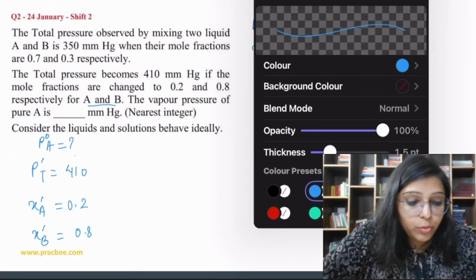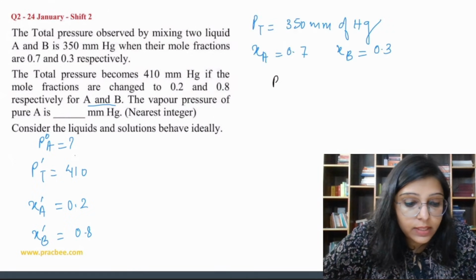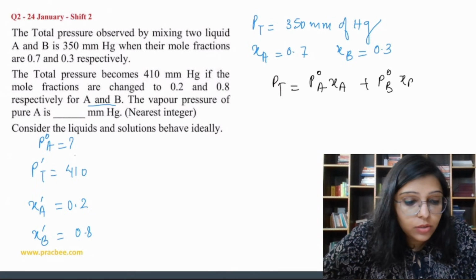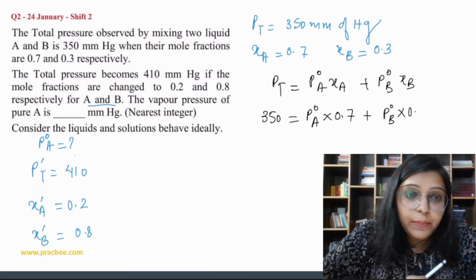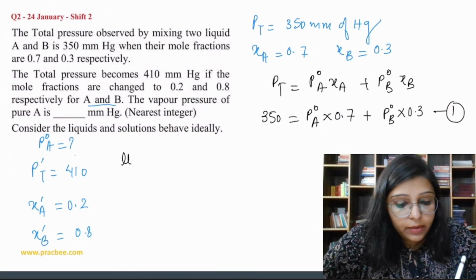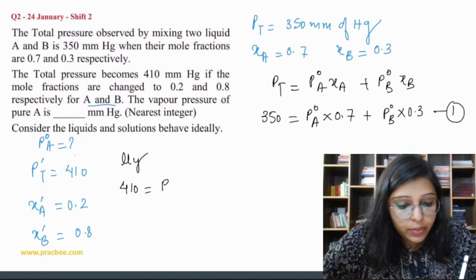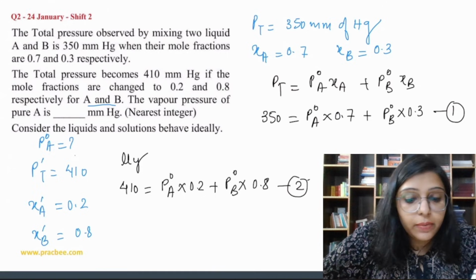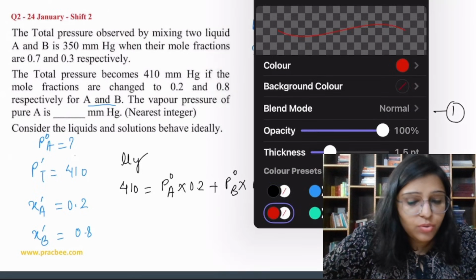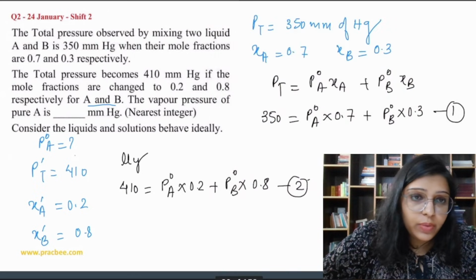So see, we can form two equations based on Raoult's law. Here we can say Pt is equal to P naught A XA plus P naught B XB. So here we have 350, which is P naught A into 0.7 plus P naught B into 0.3. This is the first equation. Similarly, we can write 410 is equal to P naught A into 0.2 plus P naught B into 0.8. Now we have to find out P naught A, so we have to solve this. We have two variables and two equations, so we can easily solve this.